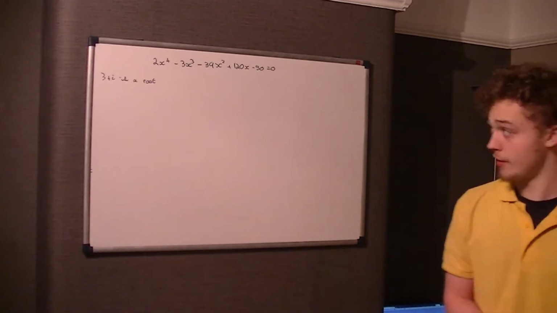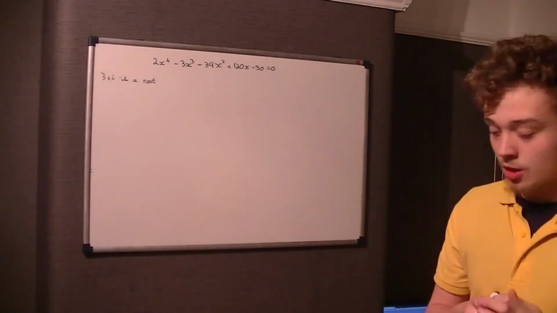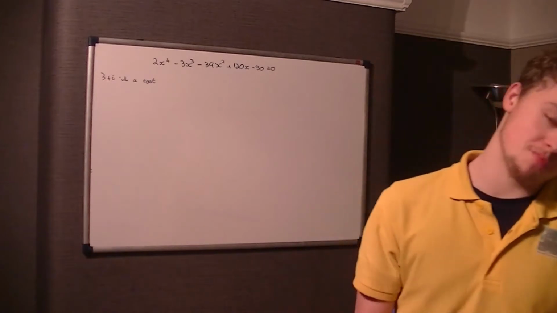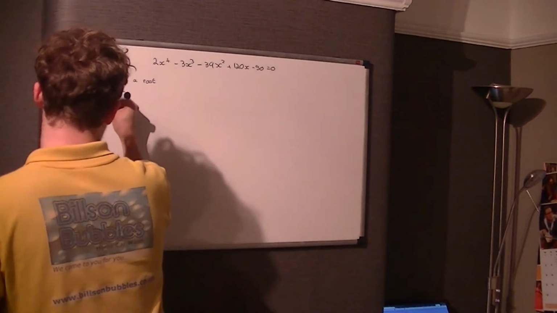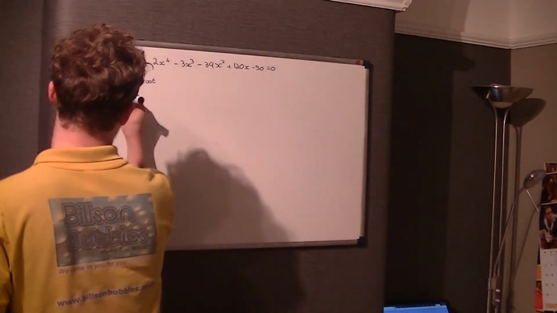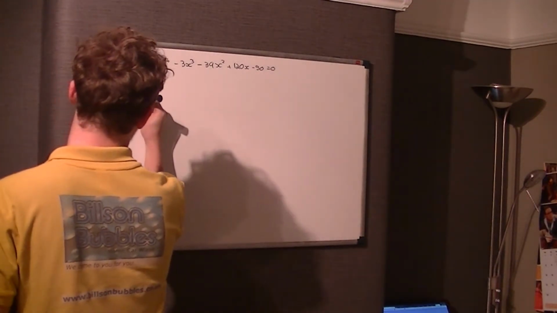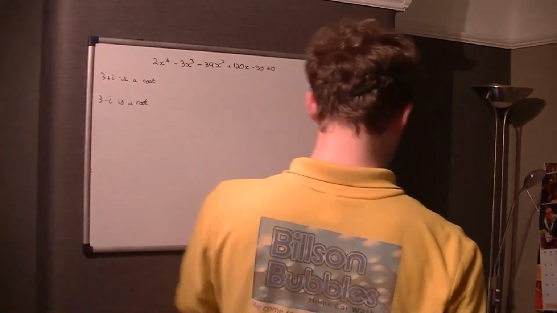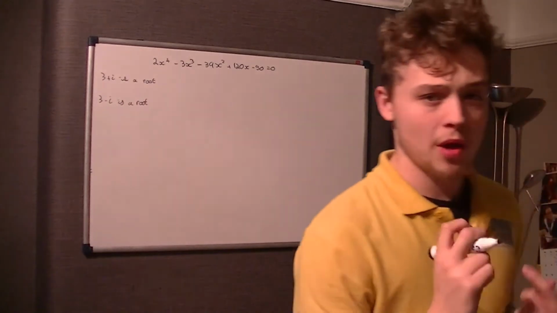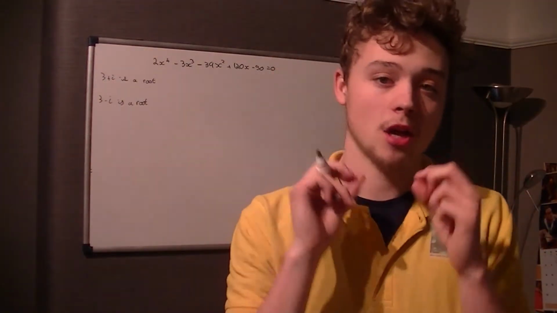Alright, so hopefully you've had a go. As I said, complex conjugate pairs. A complex conjugate pair is just a complex number and another number which is the same complex number, but we change the sign in front of the imaginary part. So if 3 + i is a root, we change the sign in front of the imaginary part, so 3 - i is also a root.